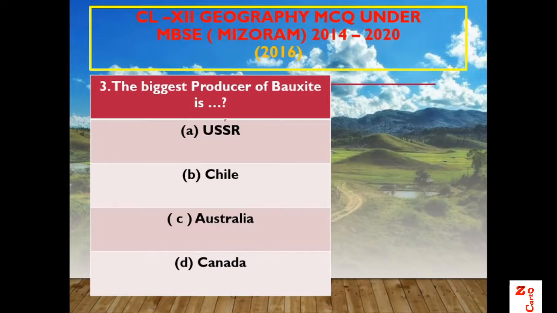The biggest producer of bauxite is A. USSR, B. Chile, C. Australia, D. Canada. C. Australia.